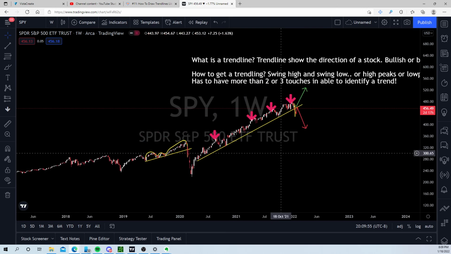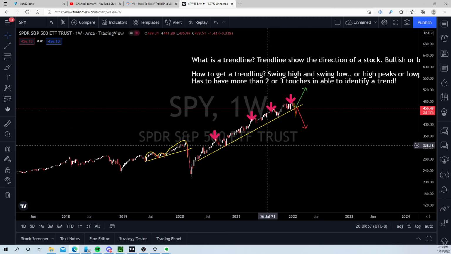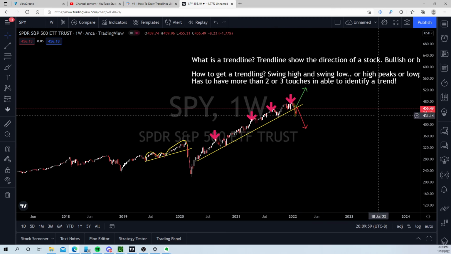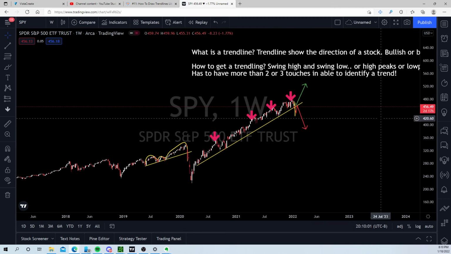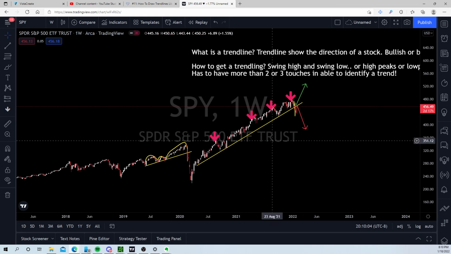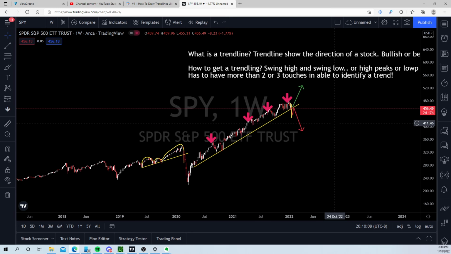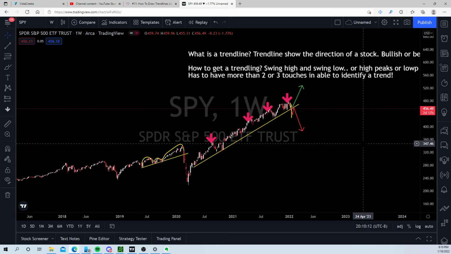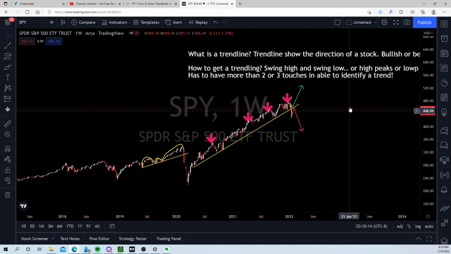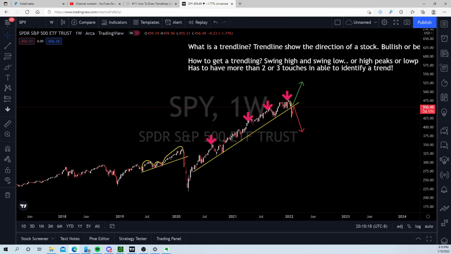So practice this. Practice your levels, practice your lines. In the next video I'm gonna show resistance and support and how to catch the high levels of demand and the high levels of supply. Supply and demand. There's micro levels and bigger levels for supply and demand, resistance or support. But that'll be on the next video.